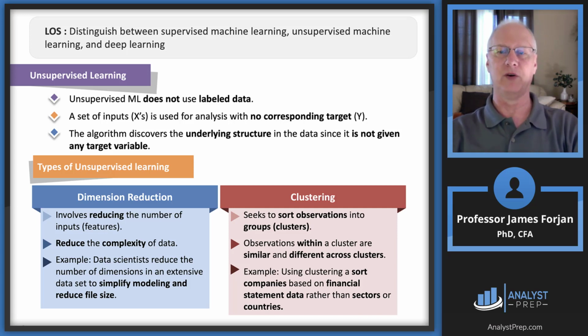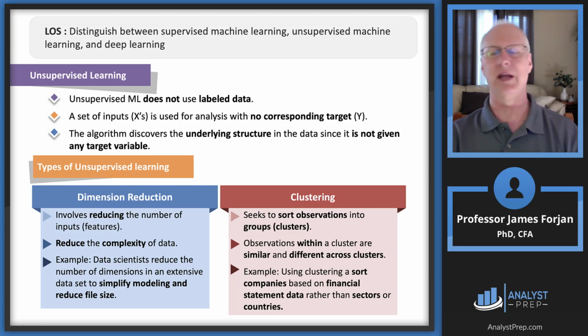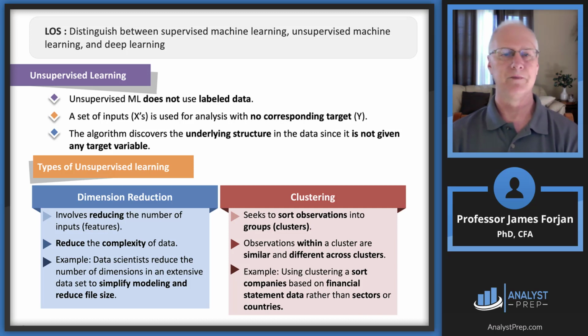And then what we do is we try to determine whether there is an underlying structure that is not dependent. It's not given on any kind of a target variable. So here are a couple of examples. Dimension reduction. So imagine this big old thing.